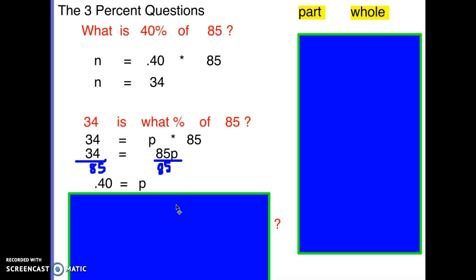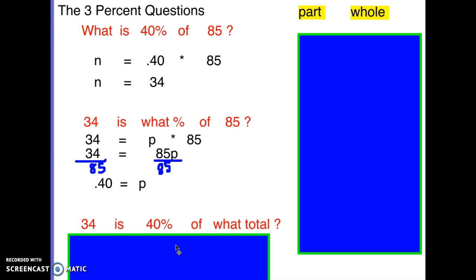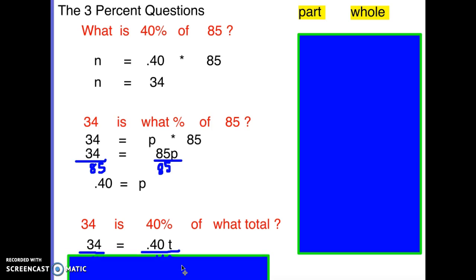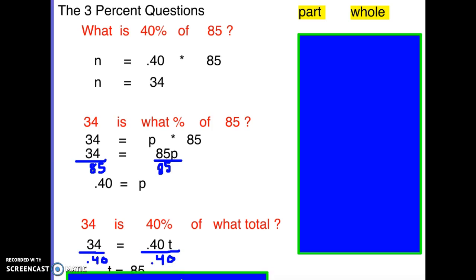The final question is, 34 is 40% of what total? If you write an equation, it will look like this. 34 is 0.40, which is 40%, of what total? Of means multiply. Divide both sides by 0.40 to get t by itself and find that t equals 85. So you've probably noticed that this is the part over here, what is, and this is the whole. So part, whole, part, whole.